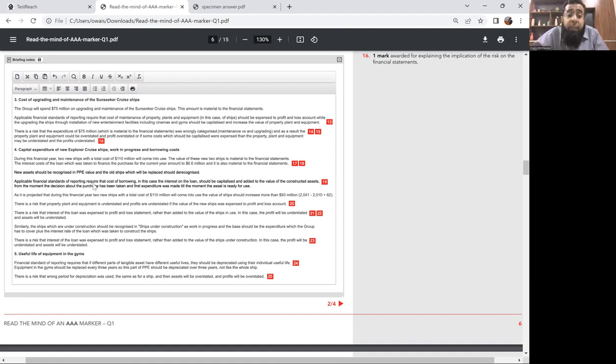Applicable financial reporting standards require that cost of borrowing, in this case, the interest of the loan, should be capitalized and added to the value of constructed assets. From the moment the decision about the purchase has been taken and first expenditure was made till the asset becomes ready to use. So he's explaining the IAS 23. As it is projected that during the year two new ships with a total cost of $110 million will come into use, the ship should increase by more than $93 million. So he's saying that what is reported in the financial statement is a very small increase. It should have increased by a greater value.